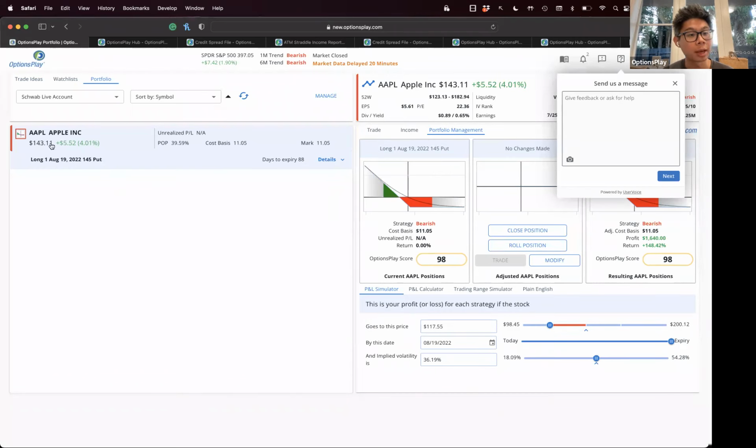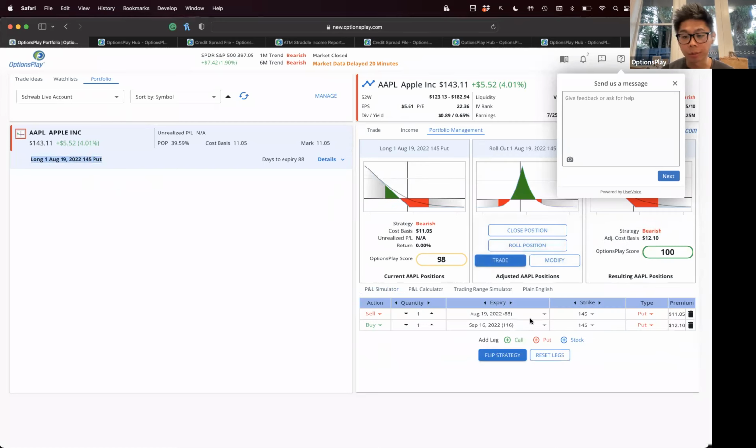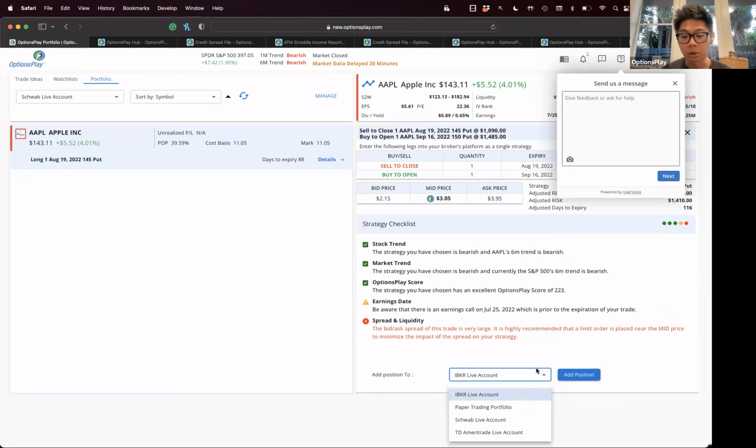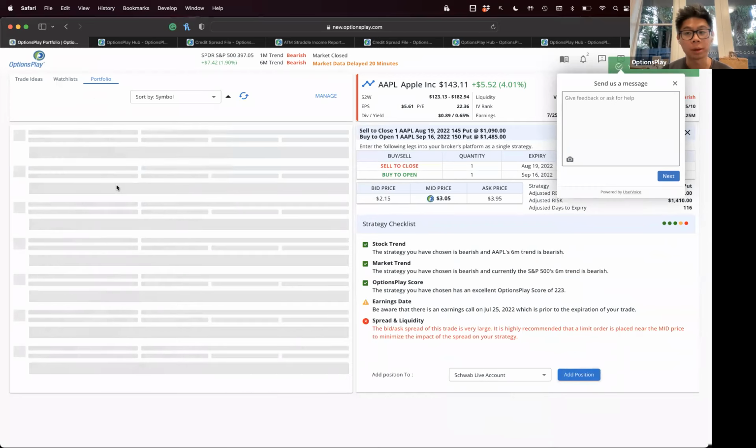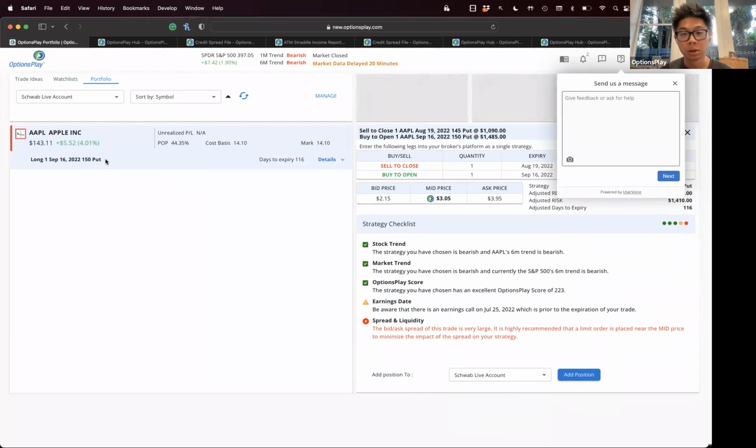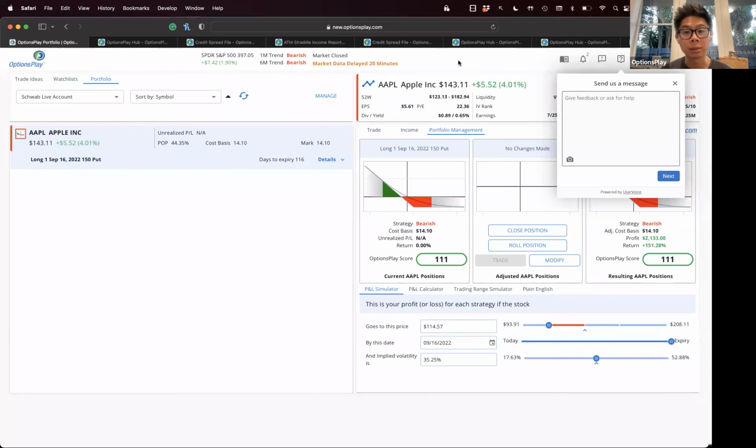So as you can see in my Schwab account now, automatically the July puts are gone, and now I have the August puts. So with any rolls that you make in your position here, let's say I want to roll it now from my August to my September 150s, right? Then I simply click on the trade button. I go to my Schwab account, I add this position, and now as you can see, when I go to my Schwab account, it will now show my September 150 puts. So any rolls that you make will automatically be reflected in your portfolio as well.